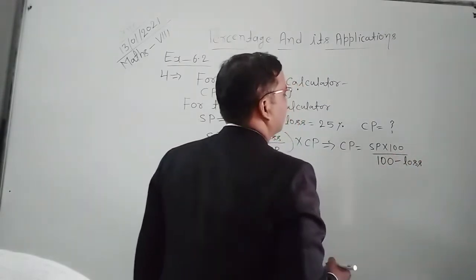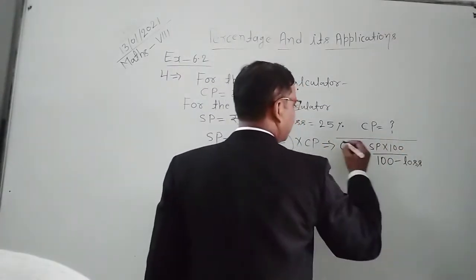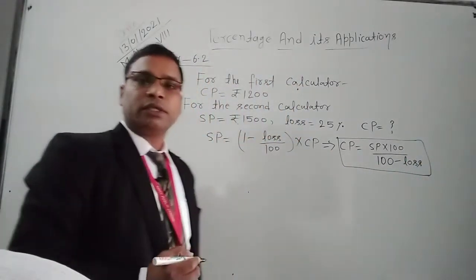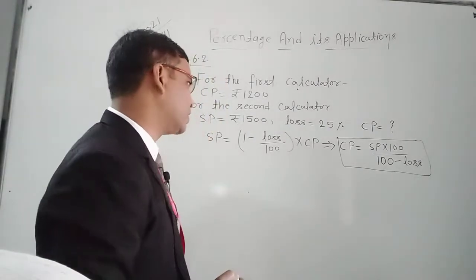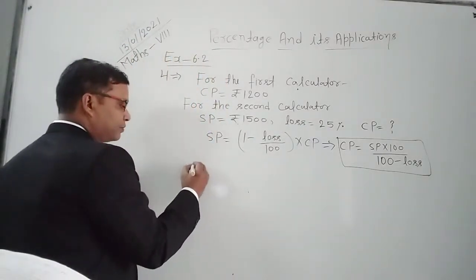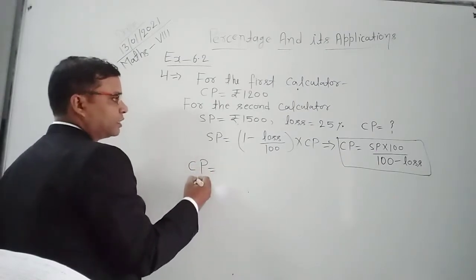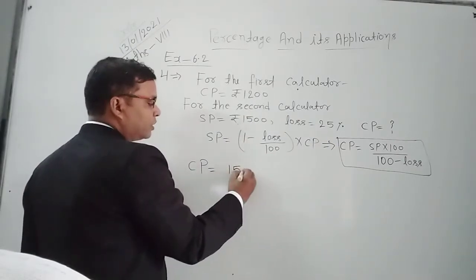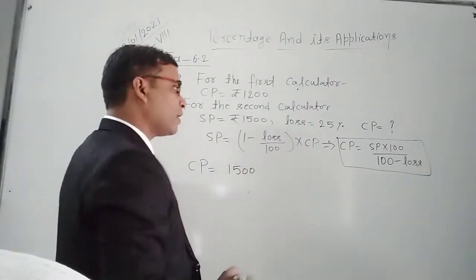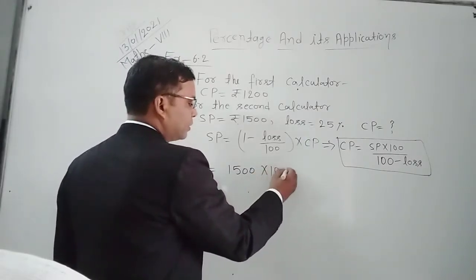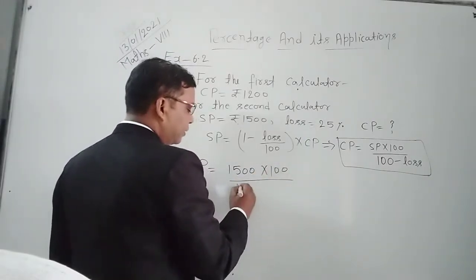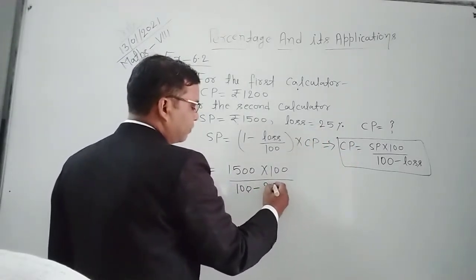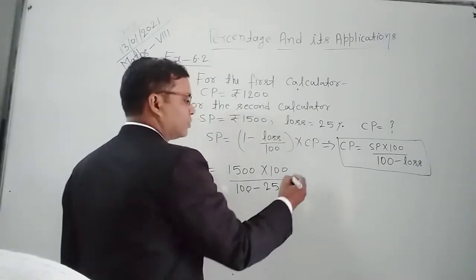Clear? So we use this formula to find the cost price of the second calculator. The cost price of the second calculator is equal to SP into 100, divided by 100 minus loss. The selling price of the second calculator is given here as 1,500 rupees, into 100, and 100 minus the loss, which is 25%. We write here 25%.